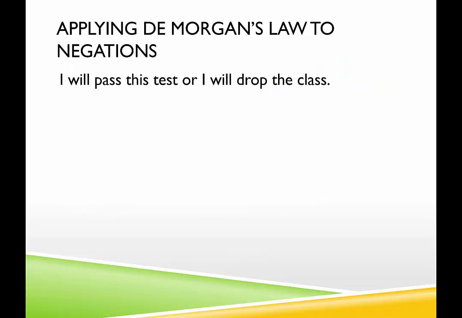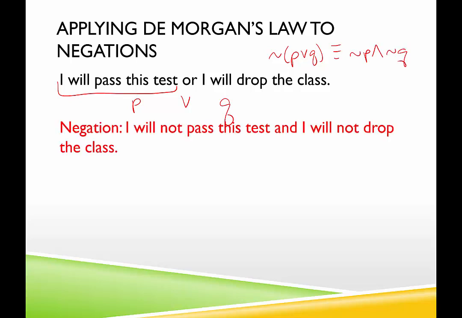So the first one, I will pass this test, so here's P, or I will drop this class. So the negation of this, we want the negation of P or Q. That would be equivalent to not P and not Q. I will not pass this test, and I will not drop the class. That would be the negation, right? Because I will pass this test or I will drop the class. One or the other is going to happen, or maybe both.